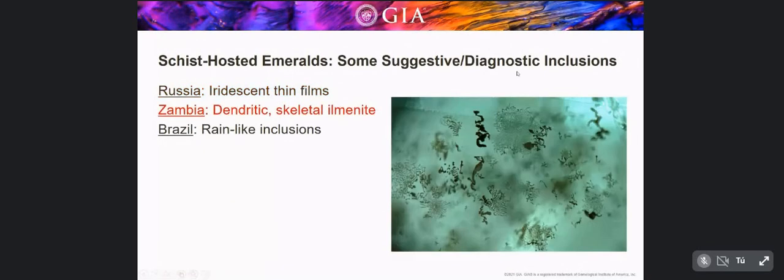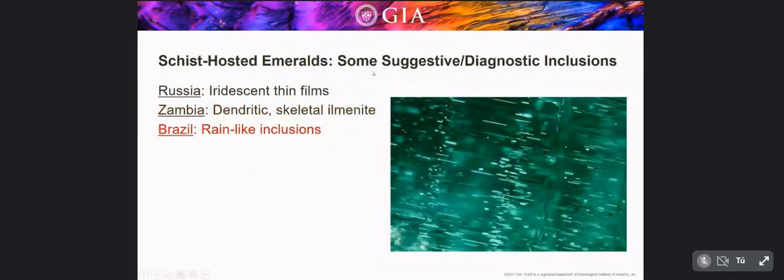In Zambia, we sometimes see these dendritic skeletal ilmenite inclusions, again, along the basal plane of the emerald. They kind of spread out along the basal plane in these sort of skeletal patterns. Now, in Brazil, although it's not diagnostic, we oftentimes see these rain-like inclusions. And when you see something like this, it's probably more likely that the stone is Brazilian than any other origin.